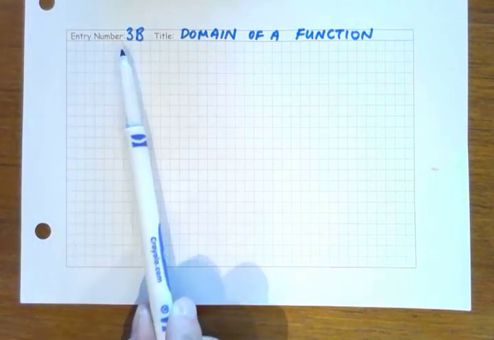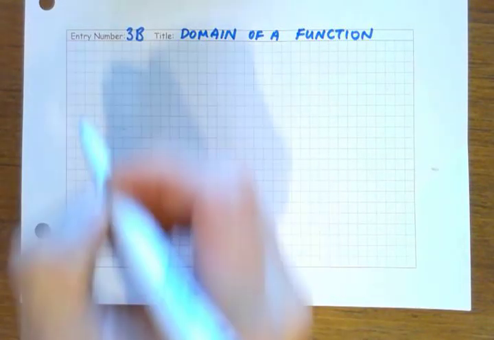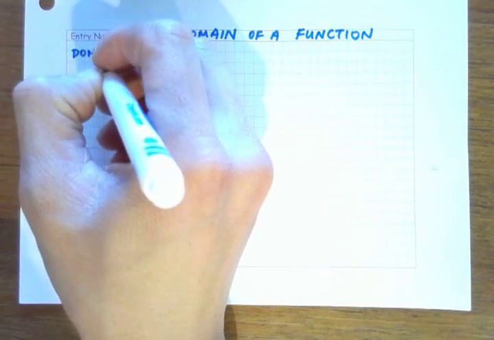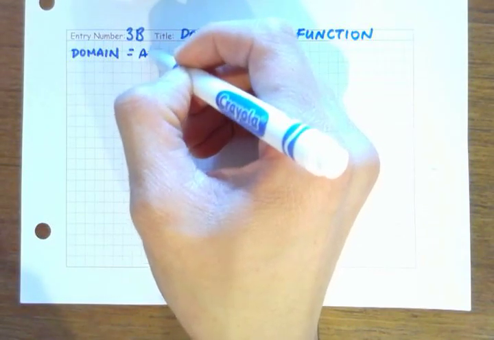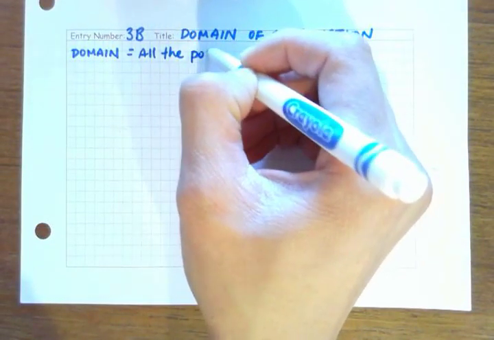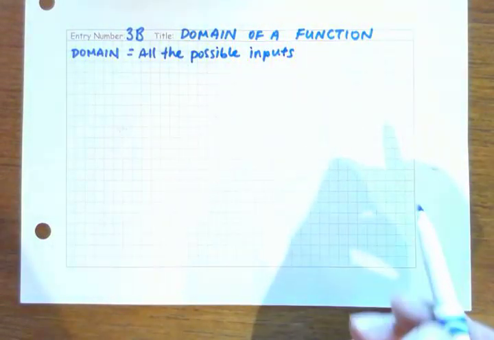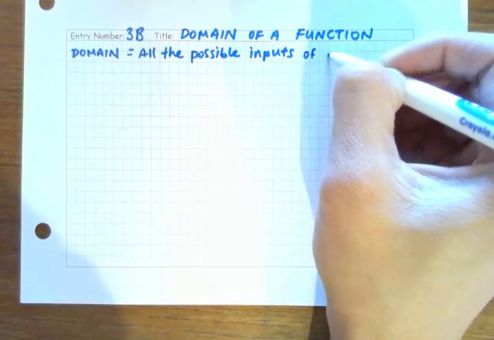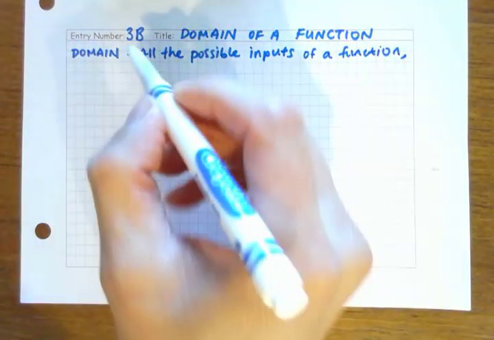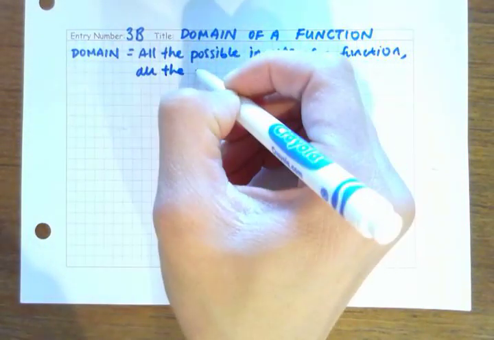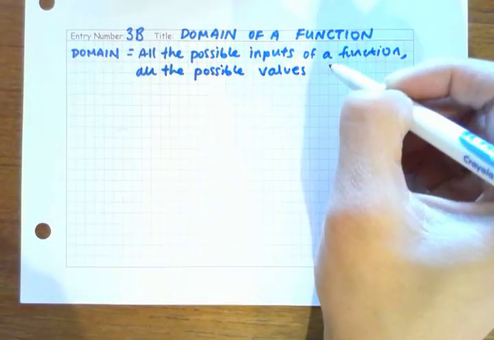These are video notes for 3B, and the title is Domain of a Function. The domain of a function is, you can think of it as all the possible inputs of a function. Or another way of thinking of that is all the possible values for the variable.